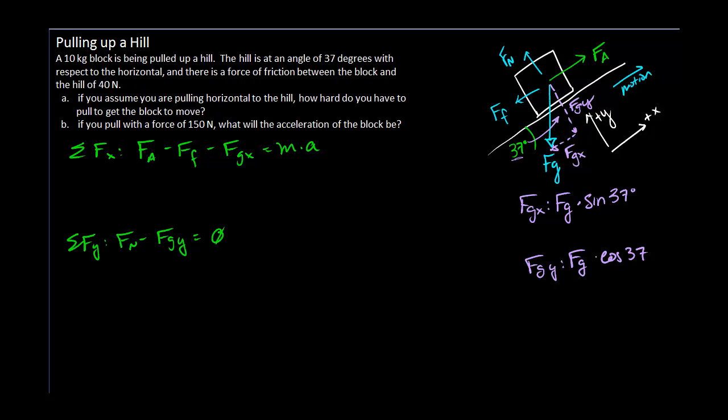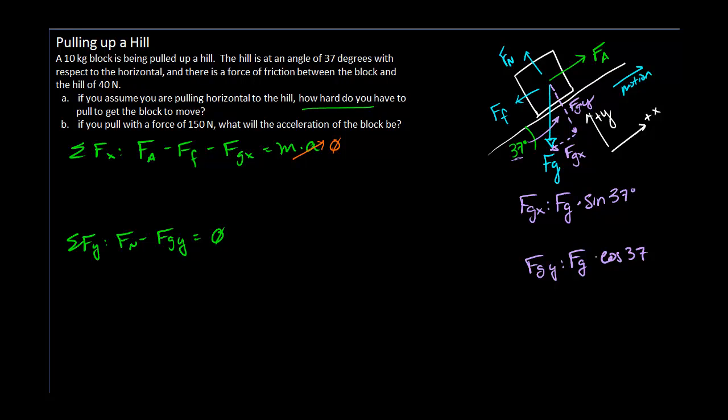Again, we're looking for how hard we have to pull the block to get it to move. So in the worst case scenario, it's just going to start moving with 0 acceleration. Because we want the minimum force needed to just get this thing to move, we can assume the acceleration is so small it's basically 0, and the block is moving at a constant velocity. That's one of the assumptions we have to make here.